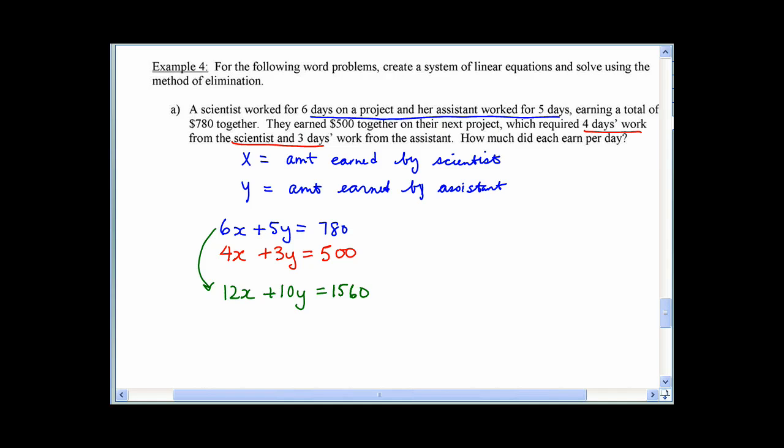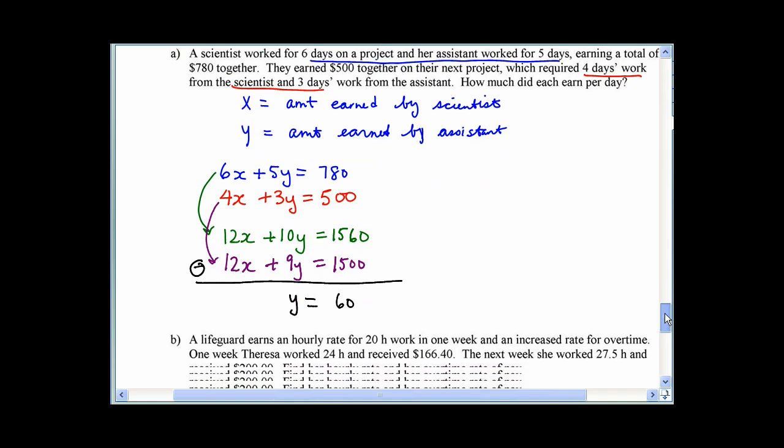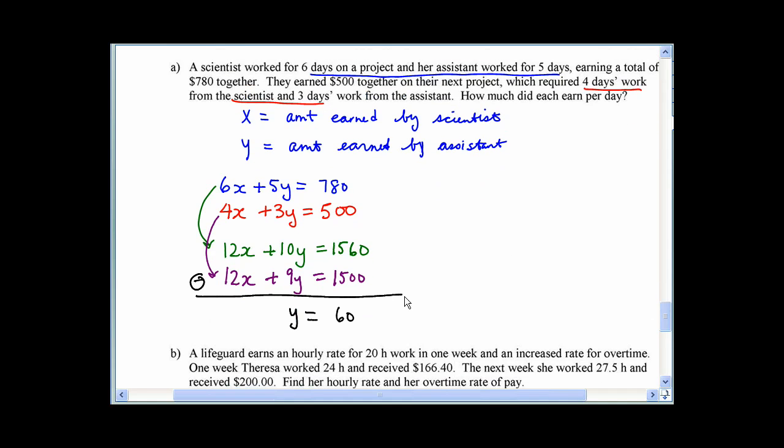Okay. Take that second equation, multiply by 3, so 12x, 9y, 1,500. Now I'm ready to add or subtract. In this case, to get rid of the x, I'll subtract. So y just equals 60. Oh, 60 bucks. Nice. You guys have always told me it's nice to have nice numbers. Okay, well here you go, nice number. Now go ahead and solve for x.